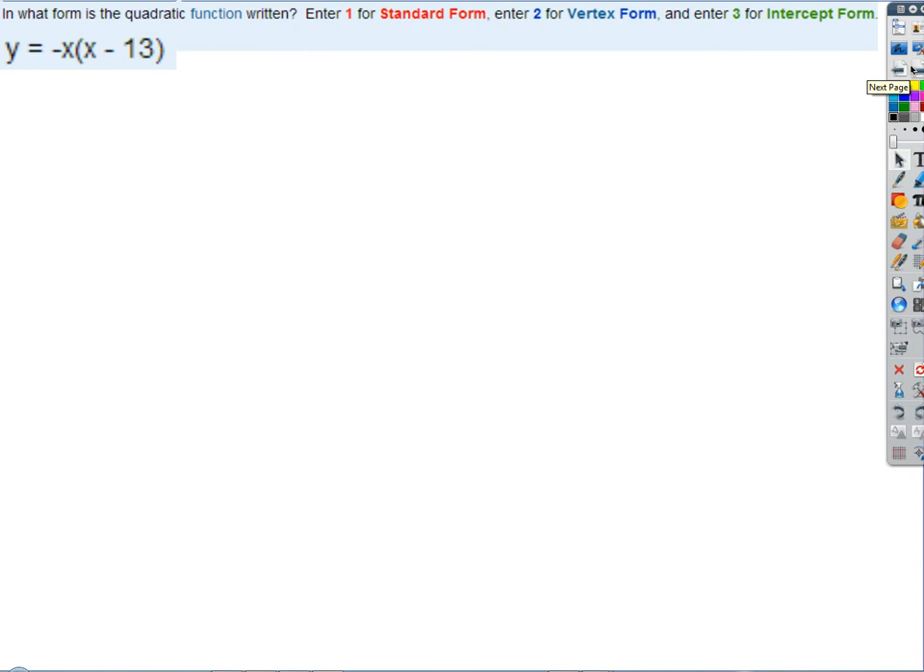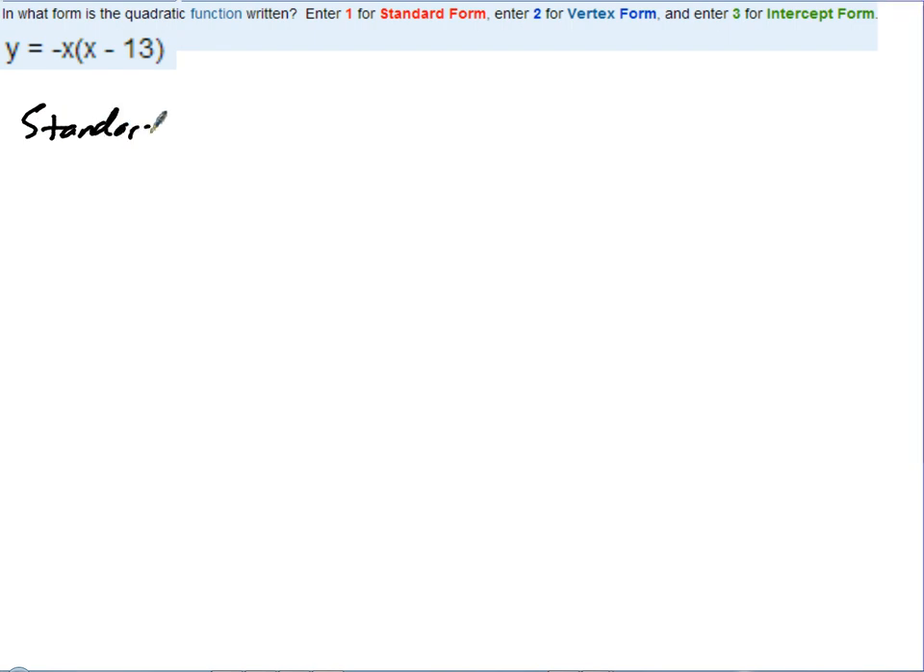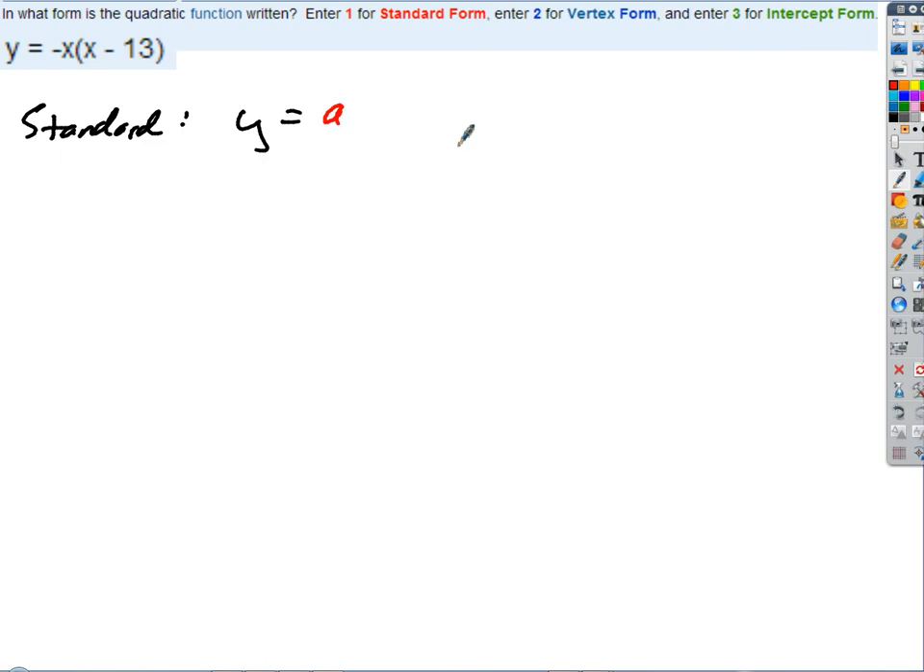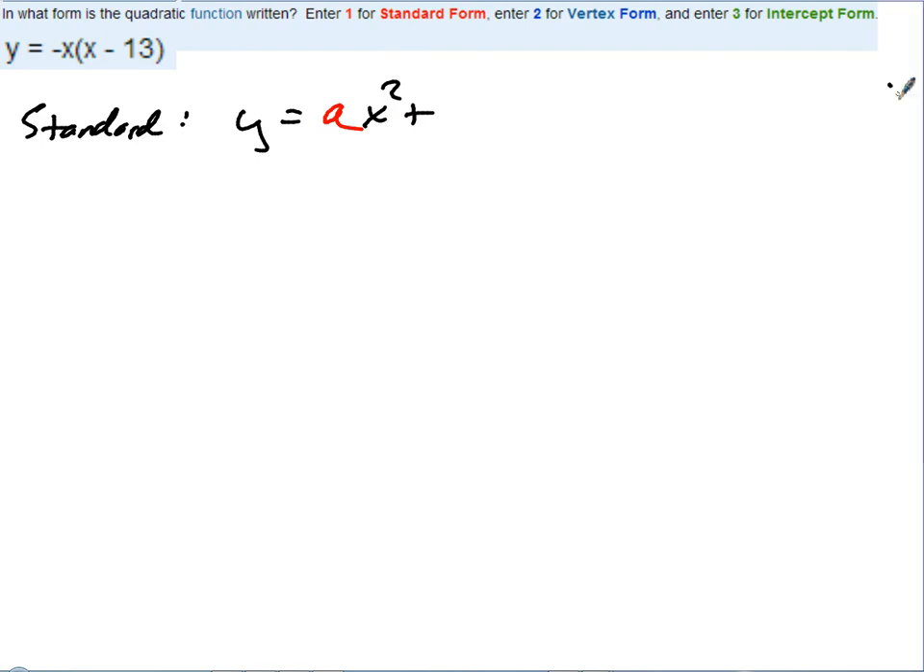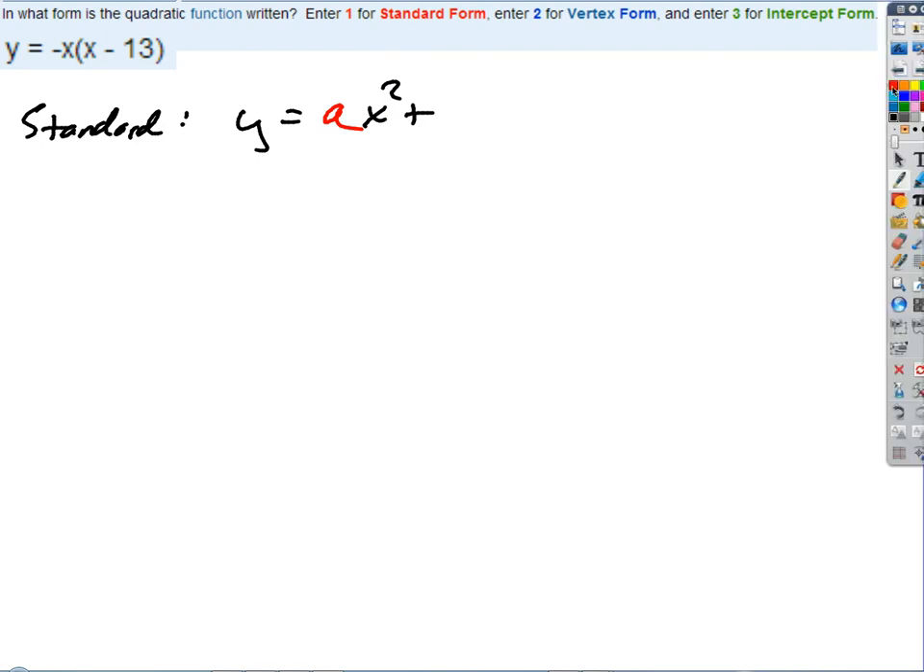Now, if we look at the three forms, I want you to tell me those real quick. You've got to know these. If we're going to do standard form, what's standard form? y equals a x squared plus b x plus c. I need to know this. Okay, there's standard form, right?